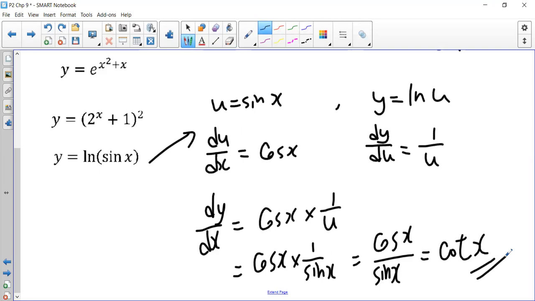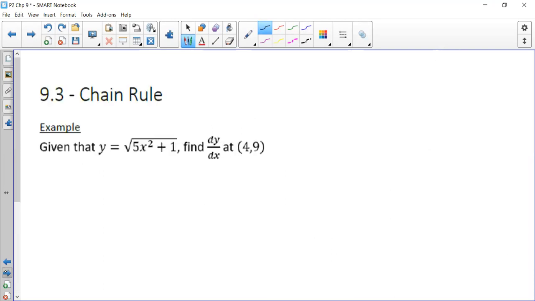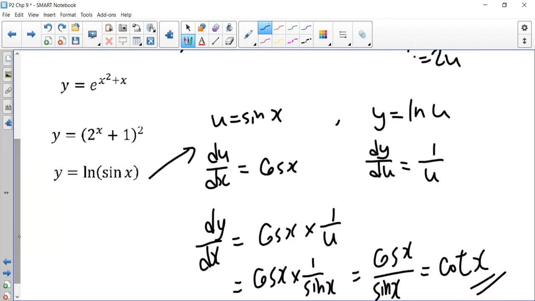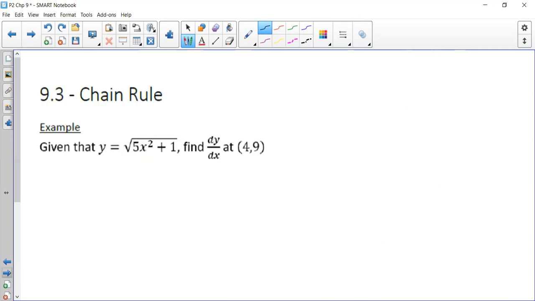Okay, right. So hopefully these examples do show you how we can use the chain rule. Let u be the inside function, and let y in terms of u, differentiate both sides, and then multiply them. That's the rule, and you have to remember this because we'll be using it very often.